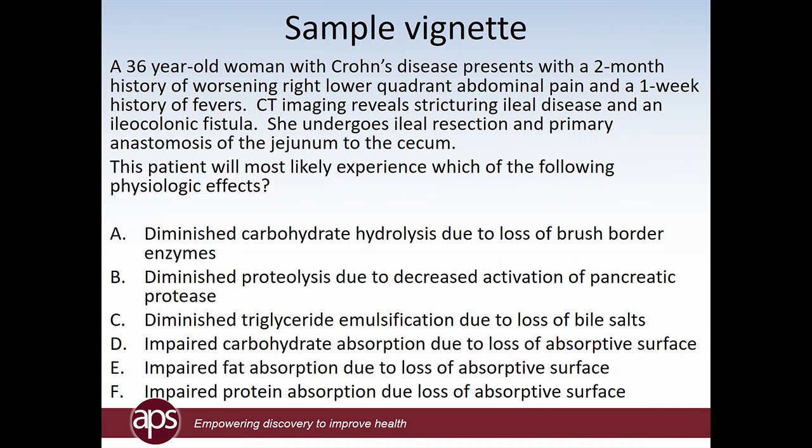We would put this up and we would read it. 36-year-old woman with Crohn's disease presents with a 2-month history of worsening right lower quadrant abdominal pain, a 1-week history of fevers. CT imaging reveals stricturing ileal disease and an ileocolonic fistula. She undergoes ileal resection and primary anastomoses of the jejunum to the cecum. Patient will most likely experience which of the following physiologic effects?